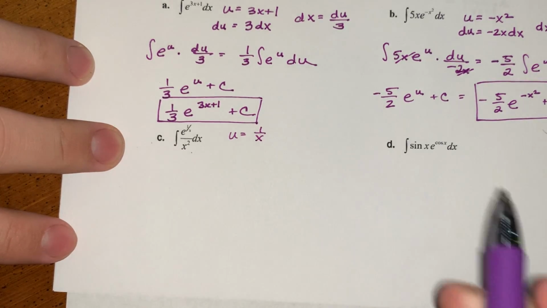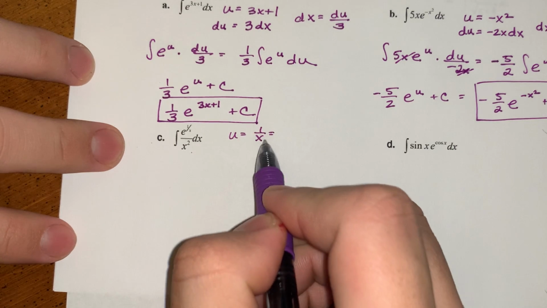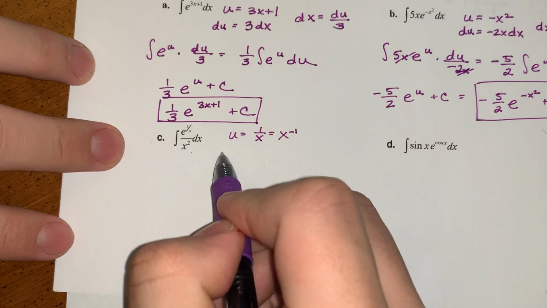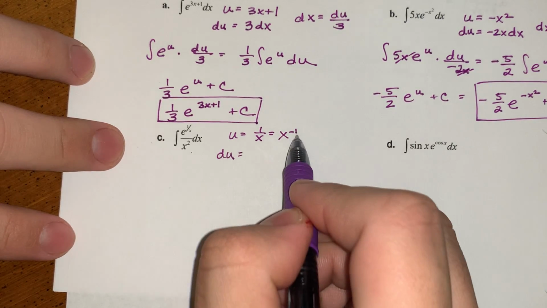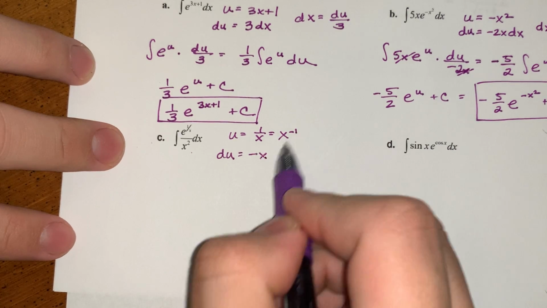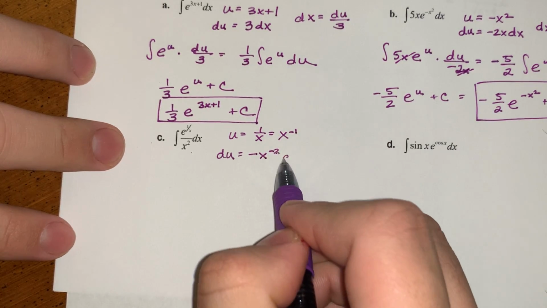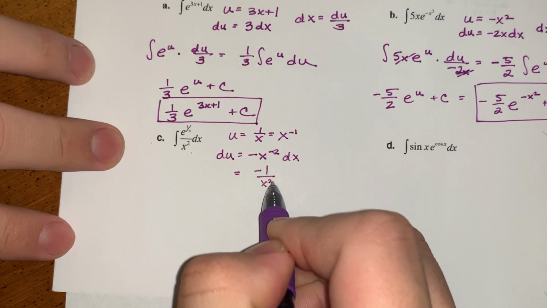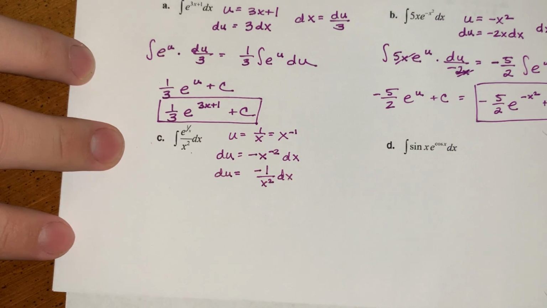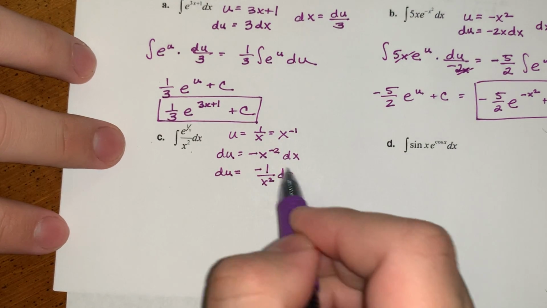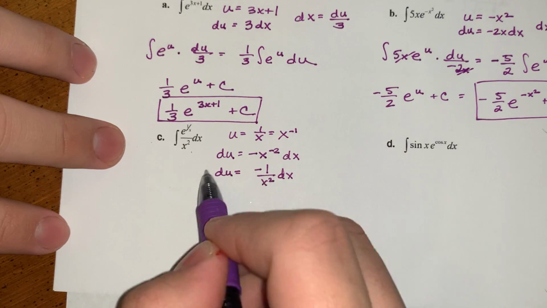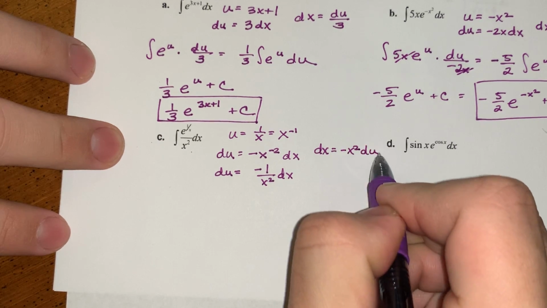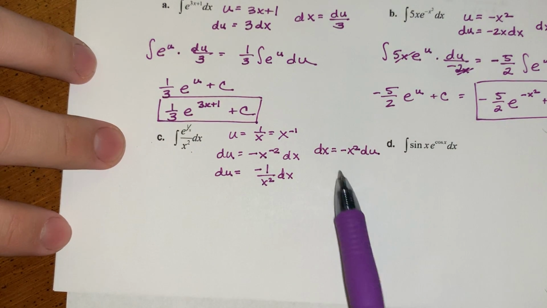U is equal to 1 over x, right? And I'm going to rewrite this so that I can easily take the derivative. That's the same thing as x to the negative 1. So then our du is equal to, bring the negative 1 to the front, negative x, subtract 1 from the exponent, and then dx, which is the same thing as negative 1 over x squared dx, right? So now if I go ahead and get dx by itself, I can multiply both sides by negative x squared. So dx is equal to negative x squared du. Okay, good. I got dx by itself.